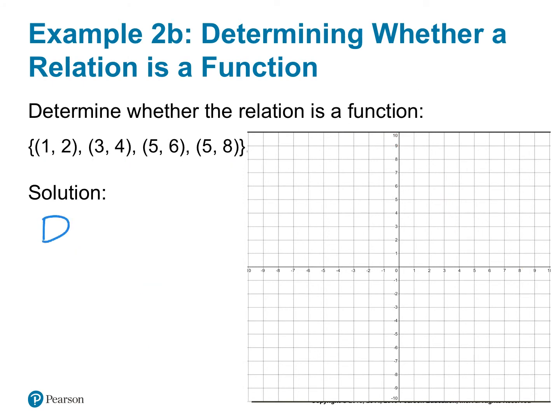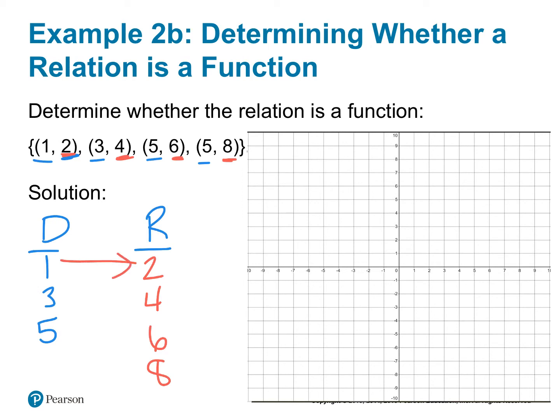Okay, let's try this one, the domain and the range. All my x's. The 5 happens twice, so we have a red flag already. The range is 2, 4, 6, 8. The 1 went with the 2, the 3 went to the 4, but then the 5 could go with the 6 or the 8. So this is not a function because the 5 occurred 2 times as an x.